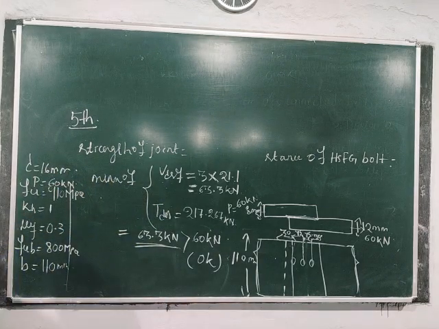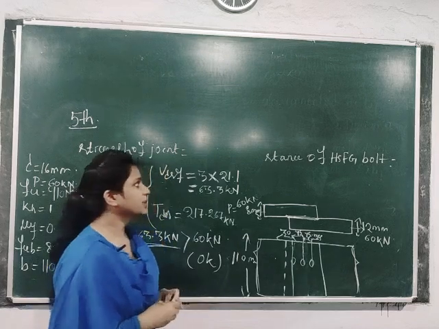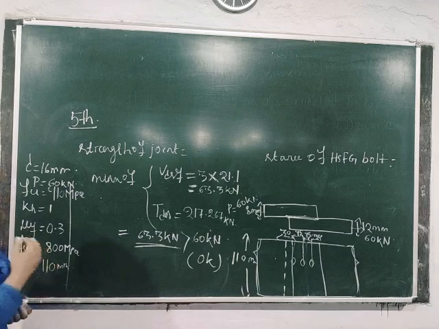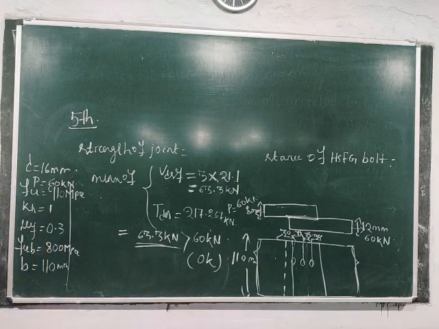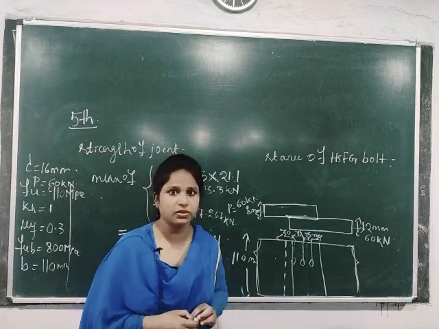In this way you can design the high strength friction grip bolted joint. So here we finished the bolted connection. In the next lecture we will discuss the welded connection. Okay, thank you.